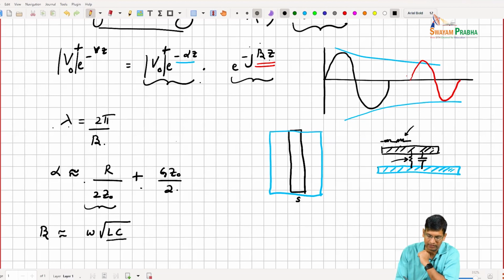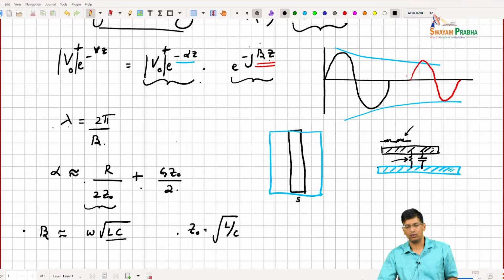And you can clearly see that beta and Z naught, I'll just write Z naught again, is square root of L over C. They are related. So if I try to change beta, and we will see later phase shifters that do that, then I have to be very careful because I might be changing Z naught as well.